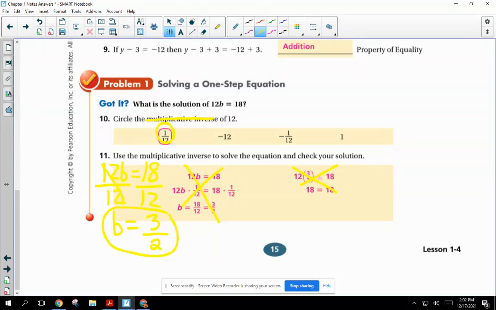They showed you the multiplicative inverse, which is showing you that 12b equals 18. You can multiply each side by the inverse, which is 1/12, and you get 12 divided by 12 is 1b, and 18 times 1/12 is 18/12, which equals 3/2. My way over here, much simpler. Do that, please.